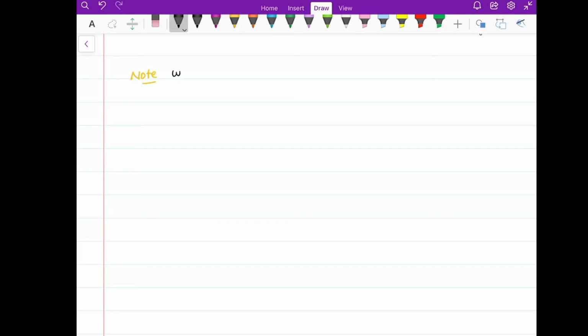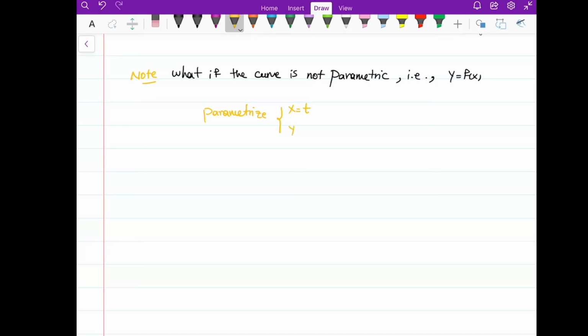Okay, let me give you just one small note. Sometimes, what if the curve is not parametric? We are given something like y equals f of x, for example. To do that, something that I recommend is to parameterize it. How? I'm going to let x be t and y be f of t. And so it is t and f of t.